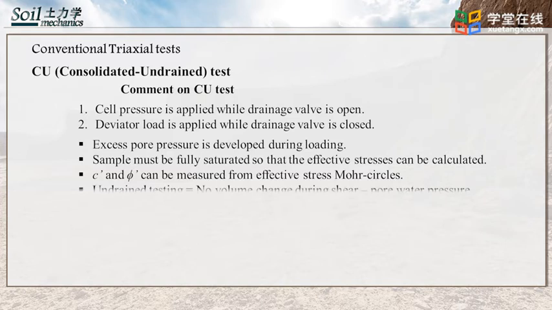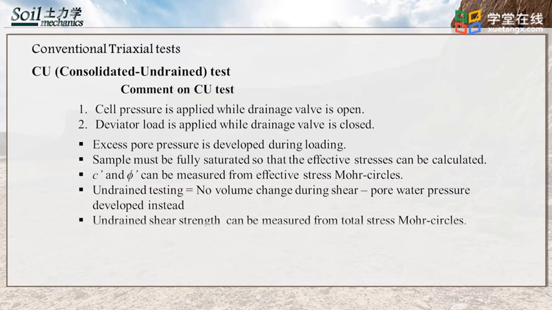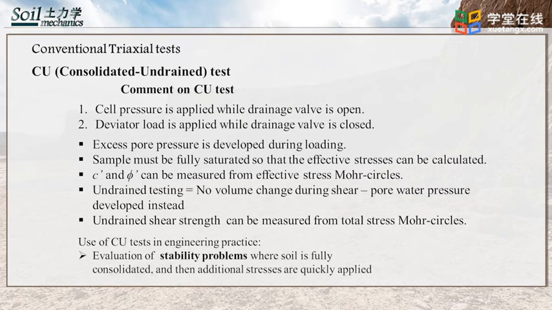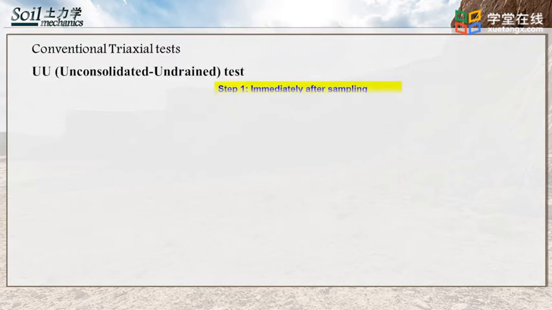In an undrained triaxial test, there is no volume change during shear, and pore water pressure develops instead. Undrained shear strength can be measured from the total stress Mohr circle. The CU triaxial test can be used in the evaluation of stability problems where soil is fully consolidated, and then additional stresses are quickly applied. Now let's have a look at the UU test.